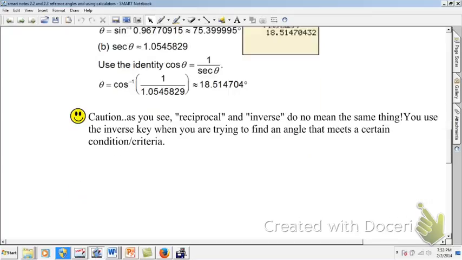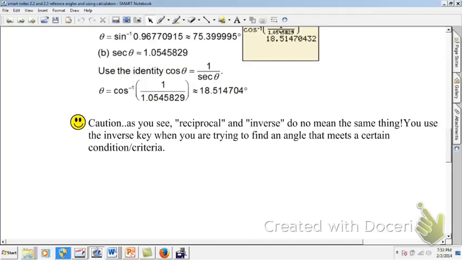Caution, as you see, reciprocal and inverse do not mean the same thing, and you use the inverse key when you are trying to find an angle that meets a certain criteria. Okay.